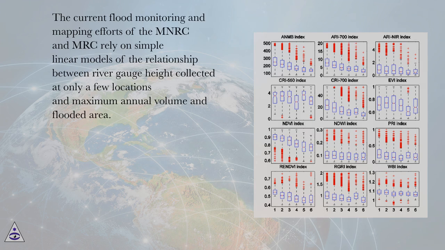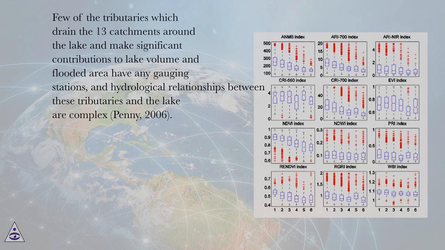The current flood monitoring and mapping efforts of the MNRC and MRC rely on simple linear models of the relationship between river gauge height collected at only a few locations and maximum annual volume and flooded area. Few of the tributaries which drain the 13 catchments around the lake and make significant contributions to lake volume and flooded area have any gauging stations, and hydrological relationships between these tributaries and the lake are complex.